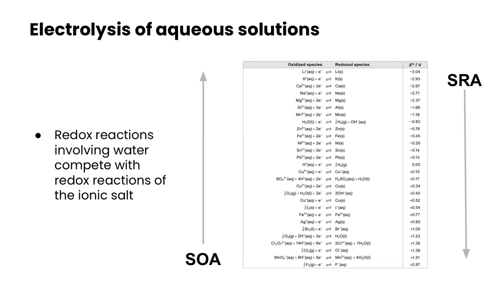Now, if we do electrolysis with aqueous solutions, we have to keep in mind that redox reactions involving water are going to compete with the redox reactions of the ionic salt. There are two places where water shows up here. First is down here as a potential reducing agent. And then the other one is up here where it's a potential oxidizing agent. So it's important to take a look and see which one is your strongest oxidizing agent and which one's your strongest reducing agent, and that's going to help you figure out what is happening in a particular electrolytic cell.